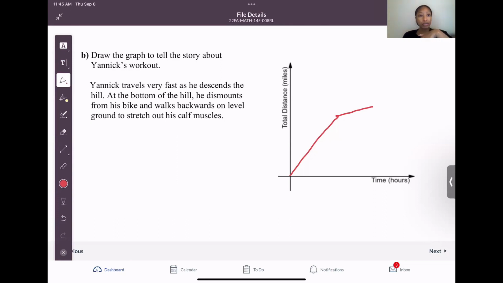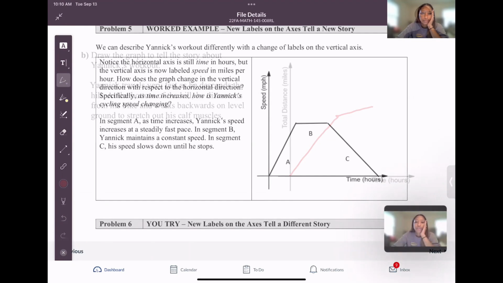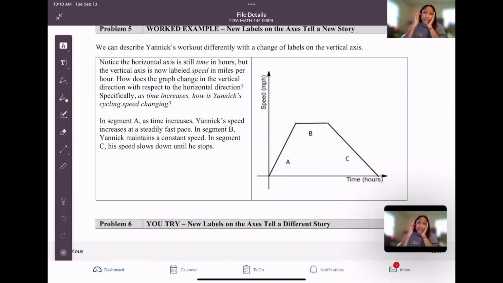He's going down the hill really, really fast. Even though he's going down, his distance is still increasing. So that's an increasing line that's very steep. And then he starts walking slowly. So that's still an increasing line because his distance is going up, but he's going slowly. So it's a flatter line. So here, this example's already worked out for us.